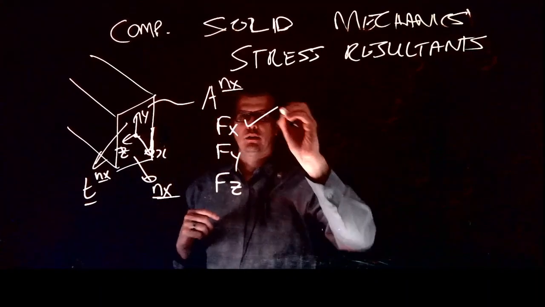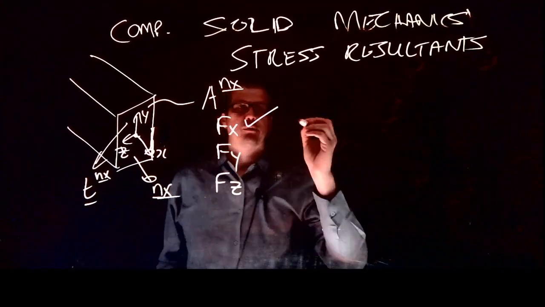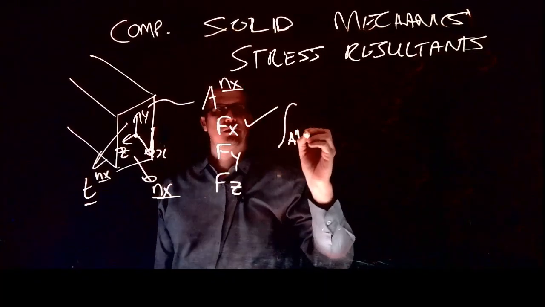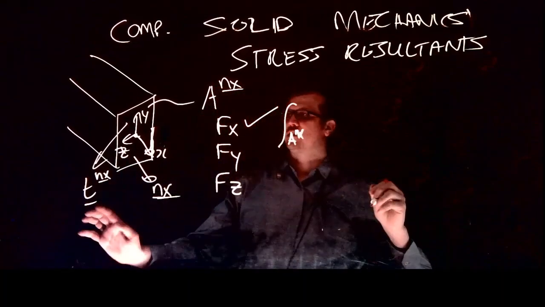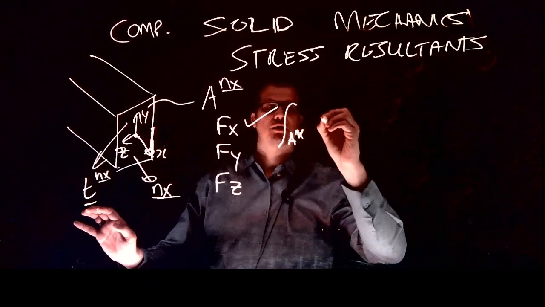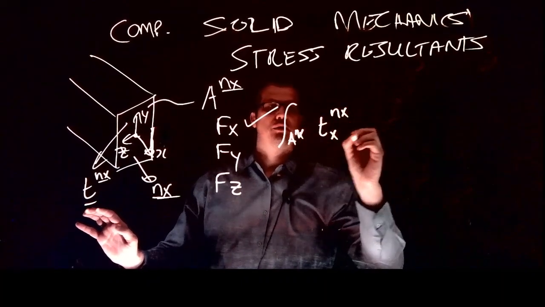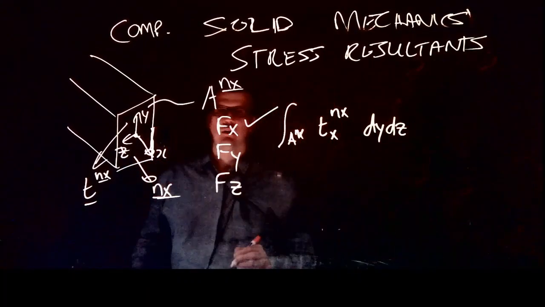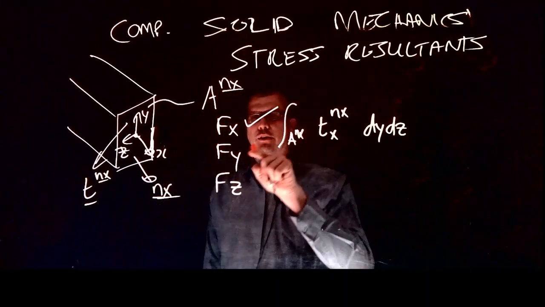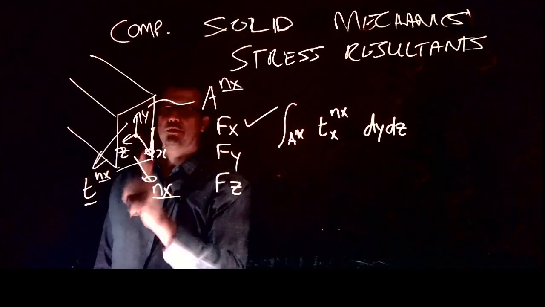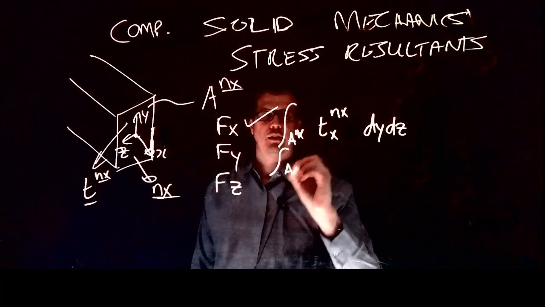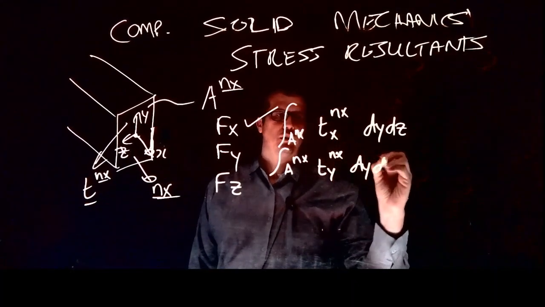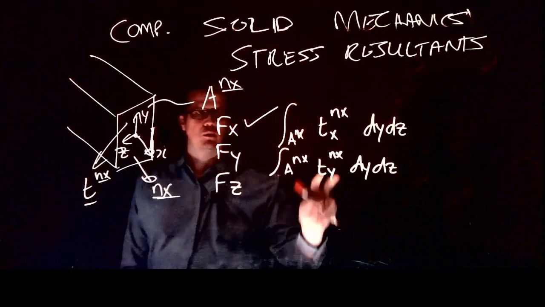We've tackled this already, and the way we tackled that was by saying, as a recap, let's integrate over the area at normal x the traction's x component over dy dz. That is what we said there. If I now want the force in y, the shear, I can integrate the ty component, with normal nx, dy dz. Again, the ty component is of the traction vector.